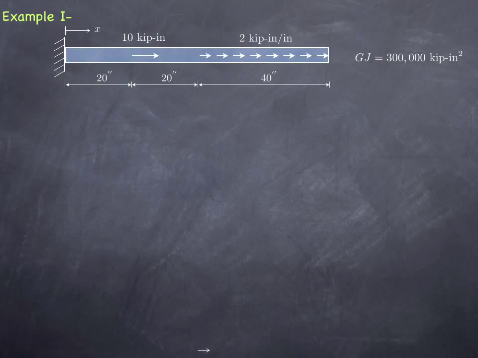Let us now solve a slightly different problem where we have some concentrated torque applied at the interior of the shaft, as well as some uniformly distributed torque applied at another segment of it. Let's say that the torsional stiffness of the shaft across its entire length is 300,000 kip inches squared. We know that the governing equilibrium equation for the internal torque is merely dT/dx plus tau(x) equals 0. This must be valid at all positions within the shaft.